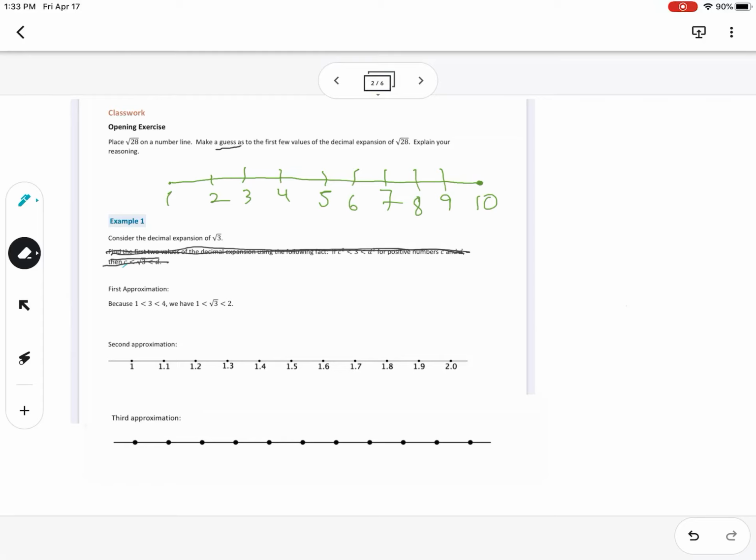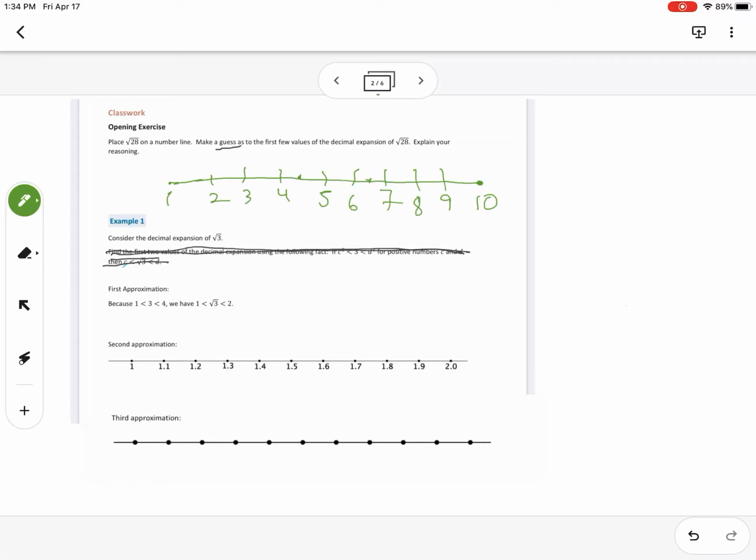The part says make a guess to the first few values of the decimal expansion of the square root of 28. So since it says make a guess, I really want you to make a guess. And what that means is don't even use your calculator. If you had to guess where the square root of 28 would land on this number line in green, where would it land? Would it be between 1 and 2? Or would it be between 4 and 5, maybe 6 and 7, or maybe exactly on a number 2? Just take your best guess, maybe write that down so that we can come back to it later. What we're going to do is example 1 together to help us build out to see where that would actually be.